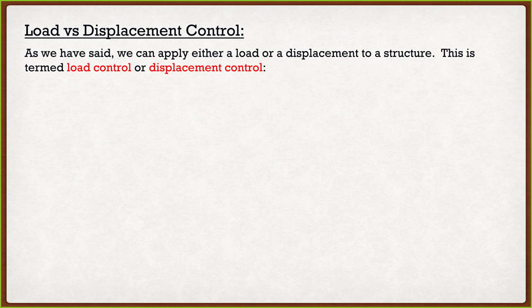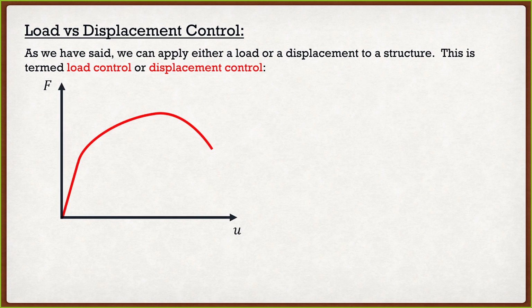So let's talk about what exactly each one does. So let's say that this is our curve right here. Now let's say that I want to apply load control. So I'm applying my load F to our model. What happens is, of course, we go through all the increments. So let's say this is our first increment. This is our second increment, third, fourth, fifth increment. And we can see by the fifth increment, we get that peak load, right? So far, we're good to go.